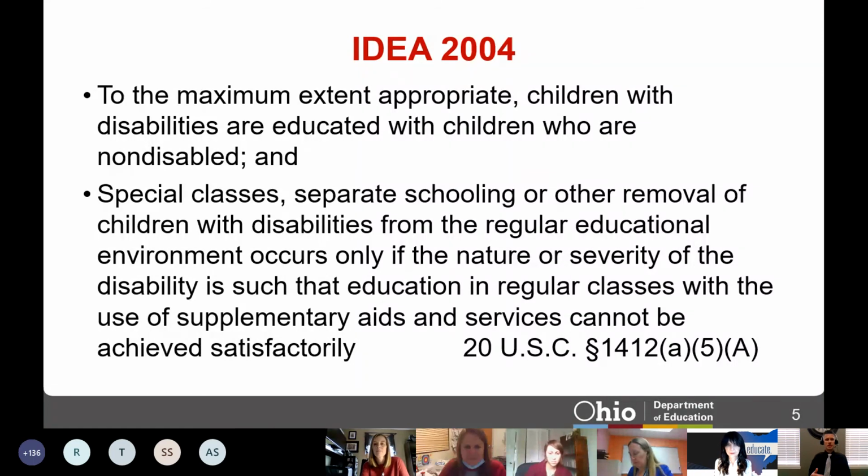And what was occurring at that time, in addition to the LRE mandate, was that students should only be placed in restrictive settings, like separate schools or separate classrooms, if their disability warranted it. So if the nature and the severity of their disability was such that they couldn't be educated in the regular education classroom. There was this LRE expectation that we were to follow. And if a child was not to be educated with their non-disabled peers, it was for some sort of reason, that being the nature and severity of their disability.